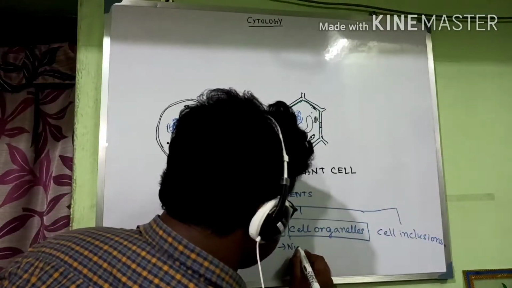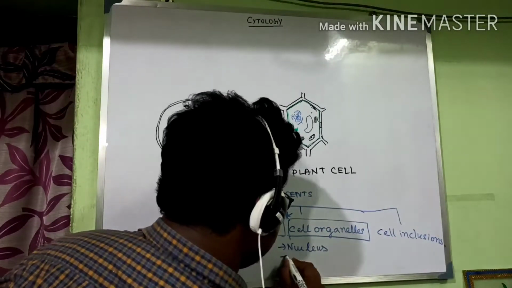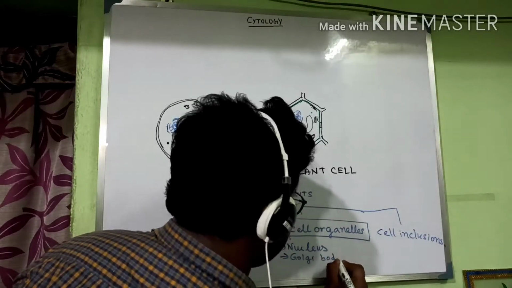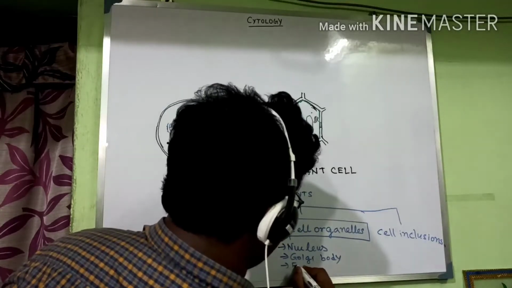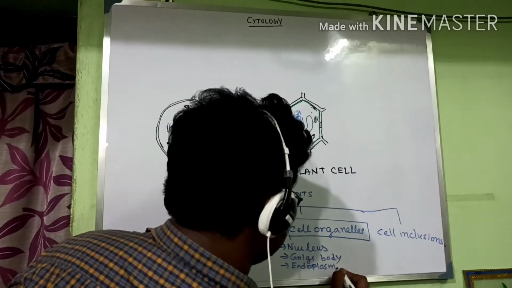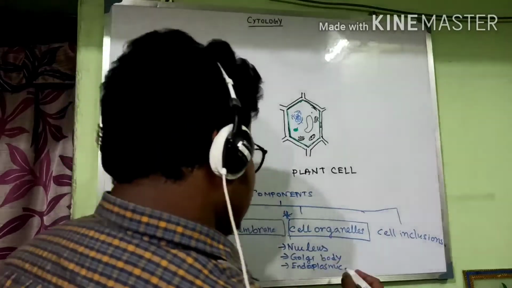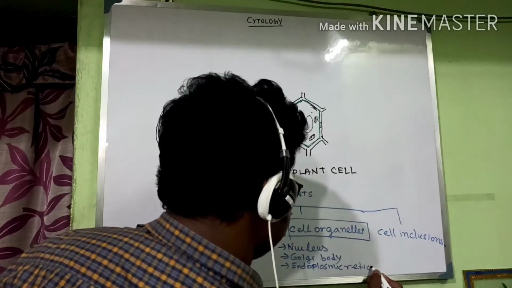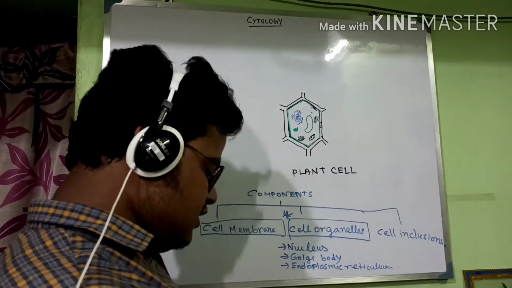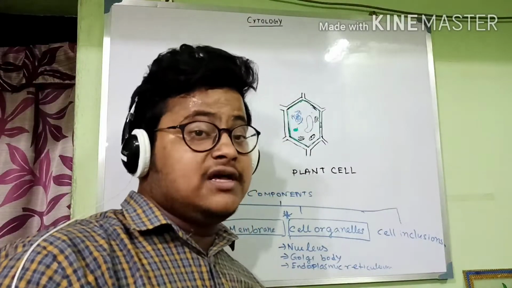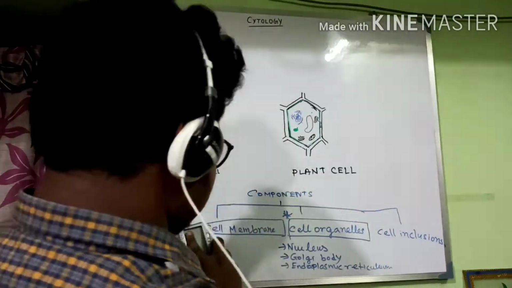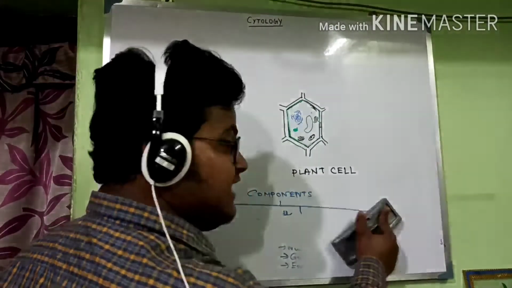This is a nucleus. Another one is the Golgi body. There is the endoplasmic reticulum. Various types of cell organelles are found. Some organelles are membrane bounded and some organelles are non-membranous. But in the next stage we have to know the cell inclusions.